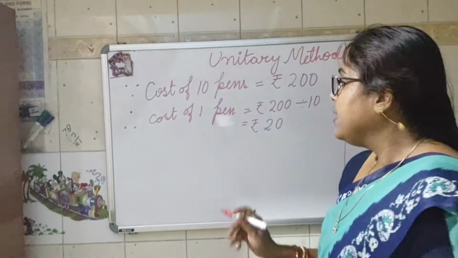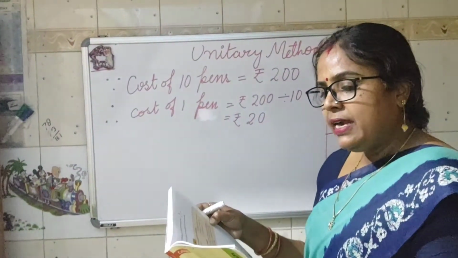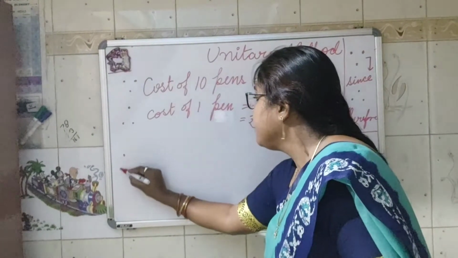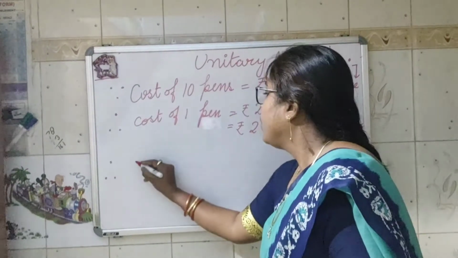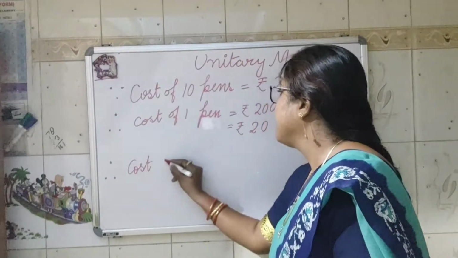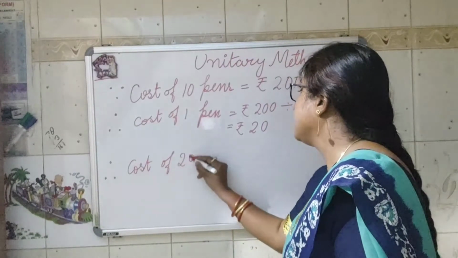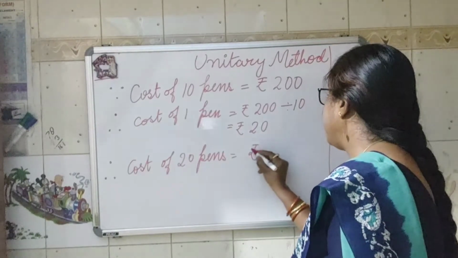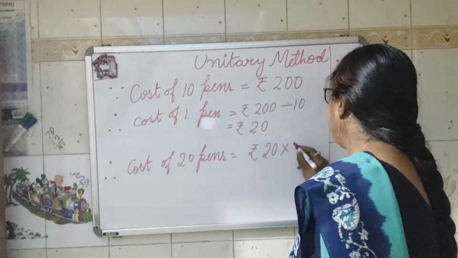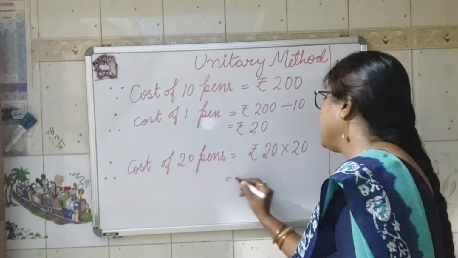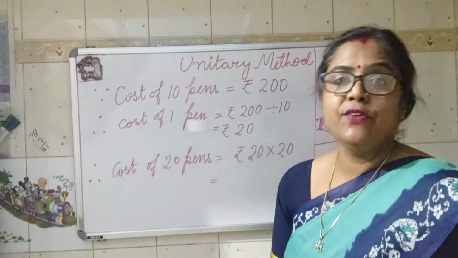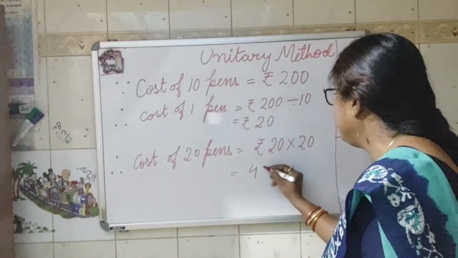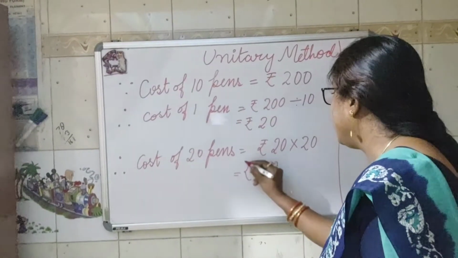Now next, they are asking to find the cost of 20 pens. So we will write down, therefore, again therefore, cost of 20 pens is equal to rupees 20 multiplied by 20. And if you are comfortable with the tables, you know 20 times 20 is 400. How? 2 twos are 4 and 0 0 is 0. We will put directly 400.